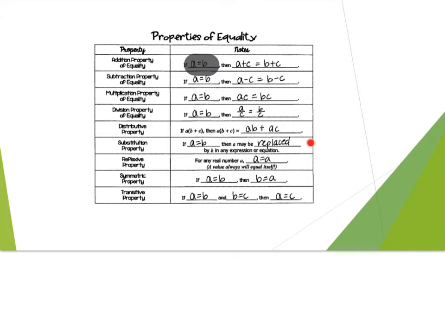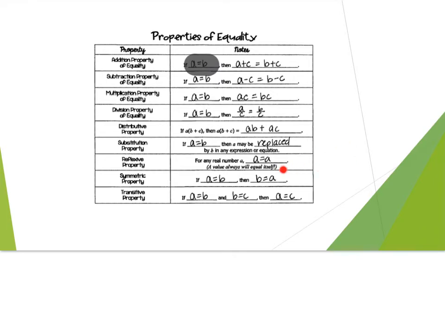This one is substitution. Think about it as in basketball, football. Take somebody out, replace the point guard with the point guard. So A equals B. Then A may be replaced for every B, and B could be replaced for every A. Notice this one, A equals A. A looks in the mirror and it sees its reflection. This is the reflexive property.